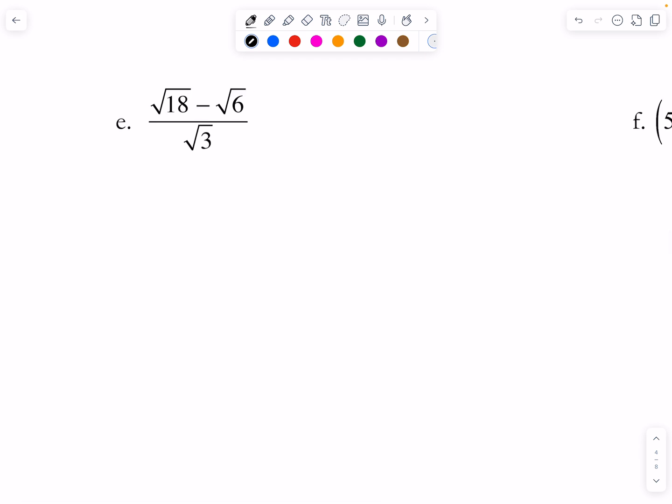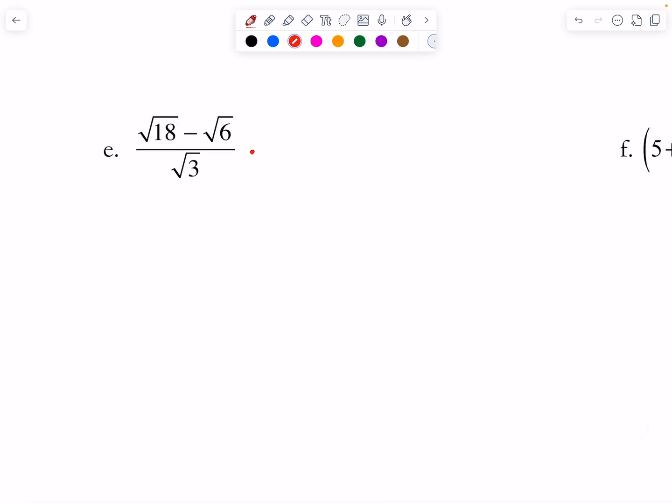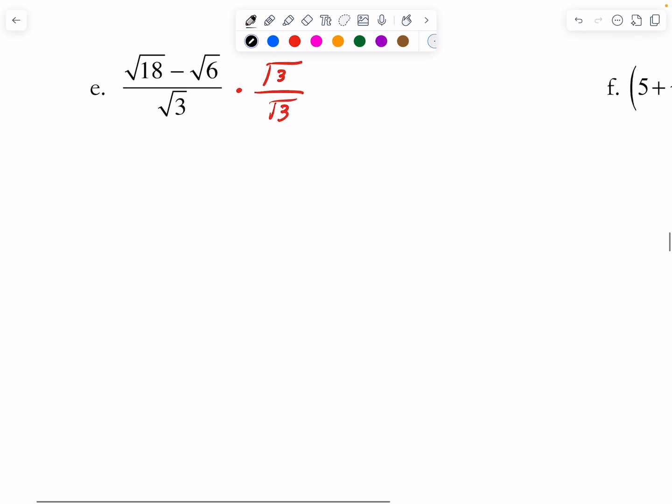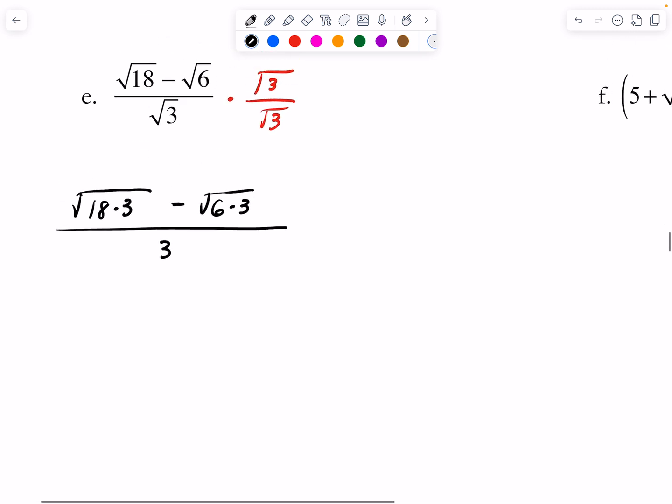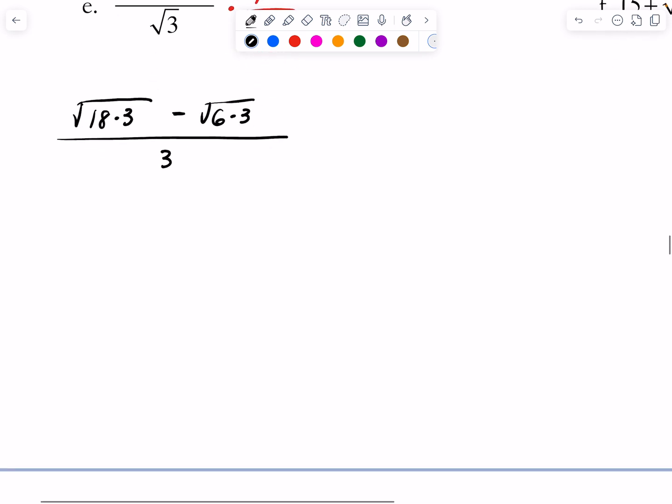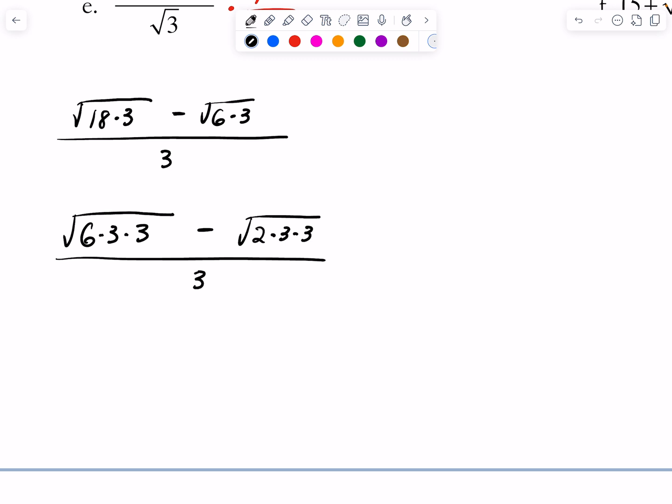Okay, same thing here. I'm going to multiply by the square root of 3 over the square root of 3. That will get the radical out of the denominator. So that's the square root of 18 times 3 minus the square root of 6 times 3 over, and that's just going to be 3. The square root of 3 times the square root of 3 is really the square root of 9, which is 3. I'm going to break down 18 and 3 to be 6 and 3. I'll break down this 6 here to be 2 and 3. Bring down the original 3 all over just a 3.